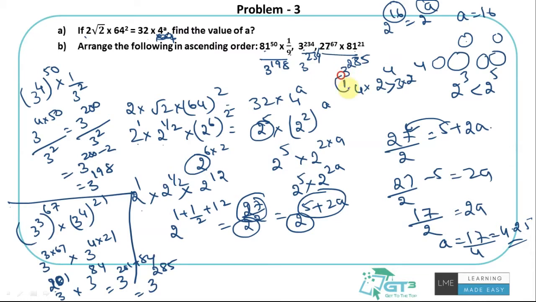So this is the largest, this is the second largest, and this is the smallest. So they are already in a sort of ascending order: the smallest, the next larger, and the largest of the lot. Right? That's how you have to compare, sort of play around with the exponents.